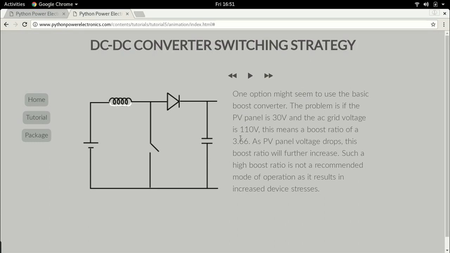Now, what this means is, this is the best case of boost ratio. As the PV panel voltage drops, this boost ratio is going to go even higher, which means from 3.66 it will go to 4, and realistically it may go to 15. Now the problem is, when you have such a high boost ratio, this DC to DC boost converter is not recommended. The reason, when you have such a high boost ratio, the stress on the devices is very high, and therefore that decreases the life of the devices and also causes it to fail. So this is not a preferred option, even though it may be an obvious option. So now let's go to the next slide to look at what other options are there.